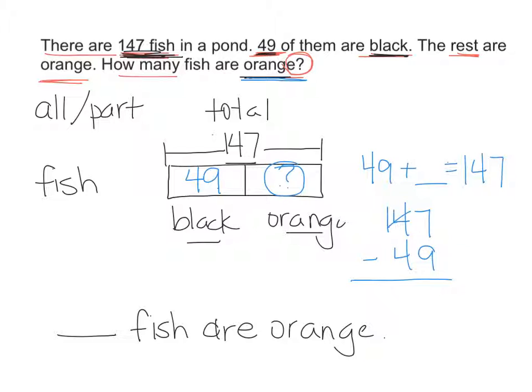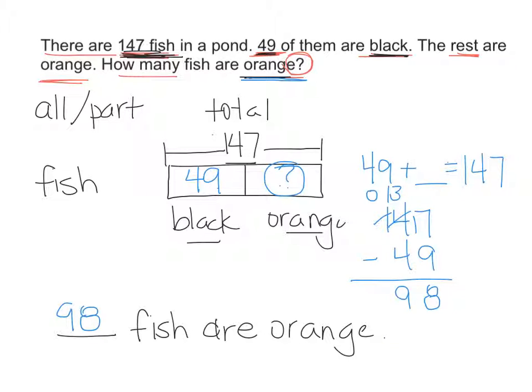I see some regrouping here, so I'm going to regroup. 17 minus 9 is 8. Again, 3 minus 4, I can't do that. More on the floor, go next door, take 1 away to get 10 more. 13 minus 4 is going to be 9. 0 minus nothing is 0. I don't write that. I can see that I should be correct in saying 98 of the fish are orange.